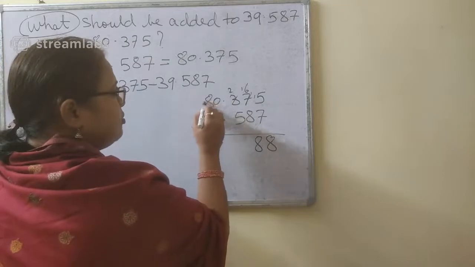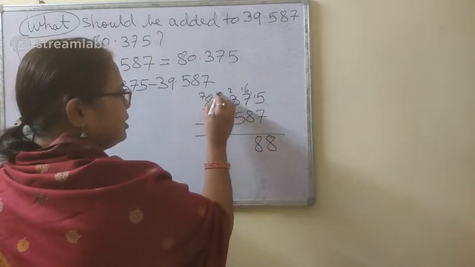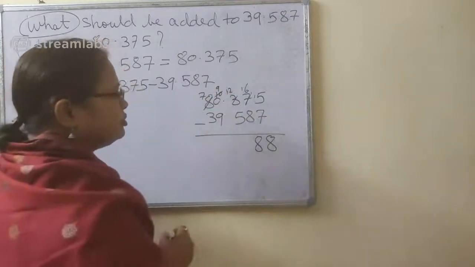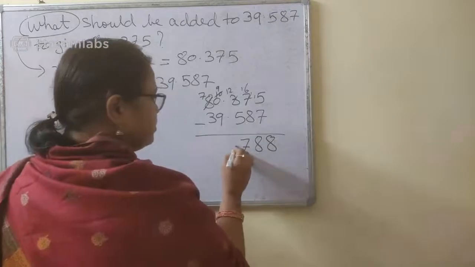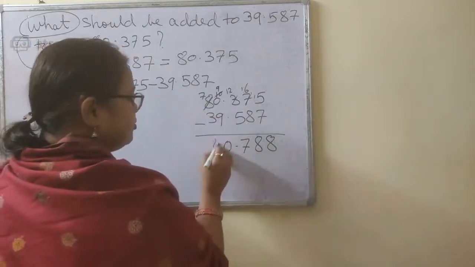Again we will take 1 from this. It will become what? 7. This will become 10. And then again we will take 1 from 10, and this 1 will come here. So 12 minus 5, 7. Now 9 minus 9, 0. And 7 minus 3, 4.